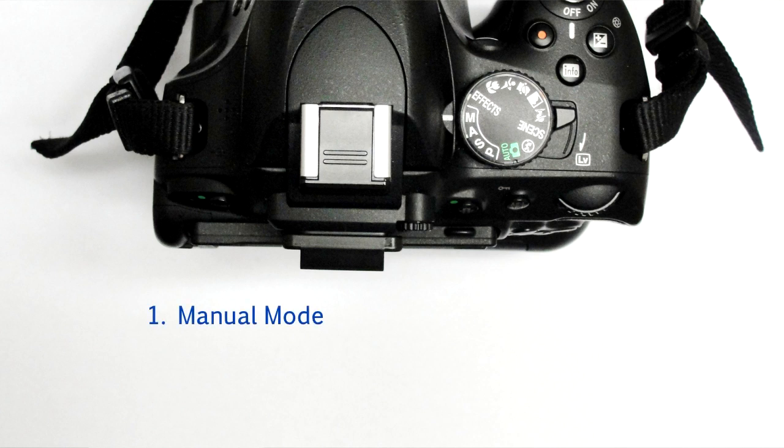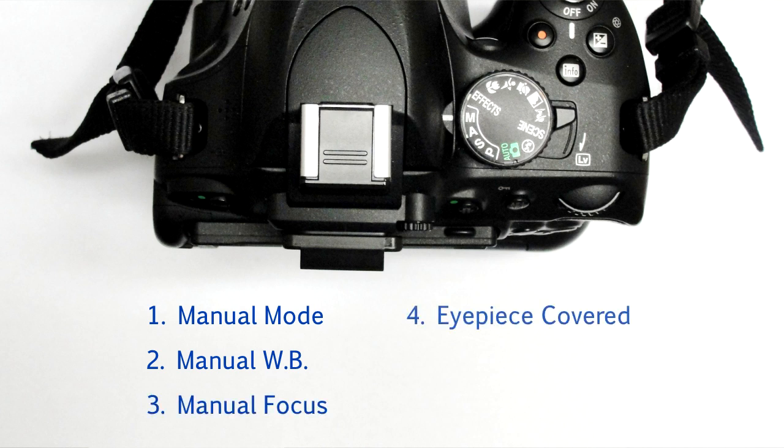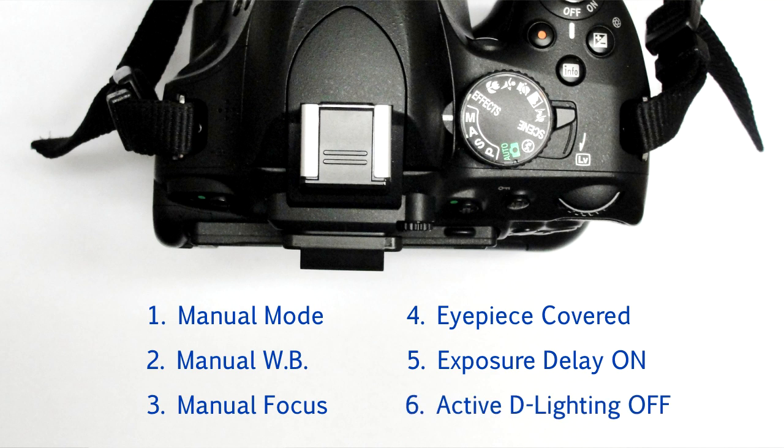is setting the camera to manual mode. Make sure that you have the camera set to manual white balance. Make sure you're set on manual focus. Make sure there's no light getting in through your optical viewfinder. Make sure you turn on exposure delay mode if your camera has it. And turn off the active D-lighting on your camera too. Once you've utilized all of these methods, you should come out with a beautiful time lapse that you can be completely satisfied with, and most importantly, be flicker free.